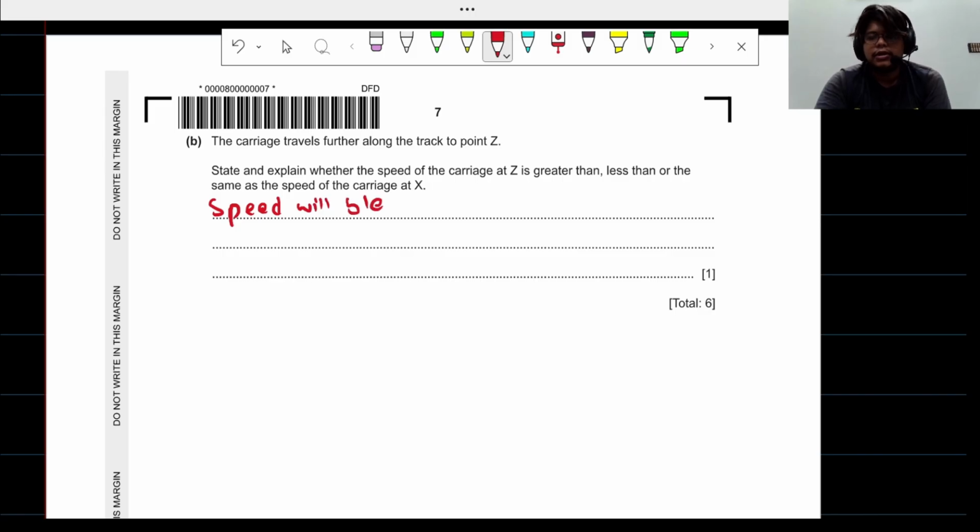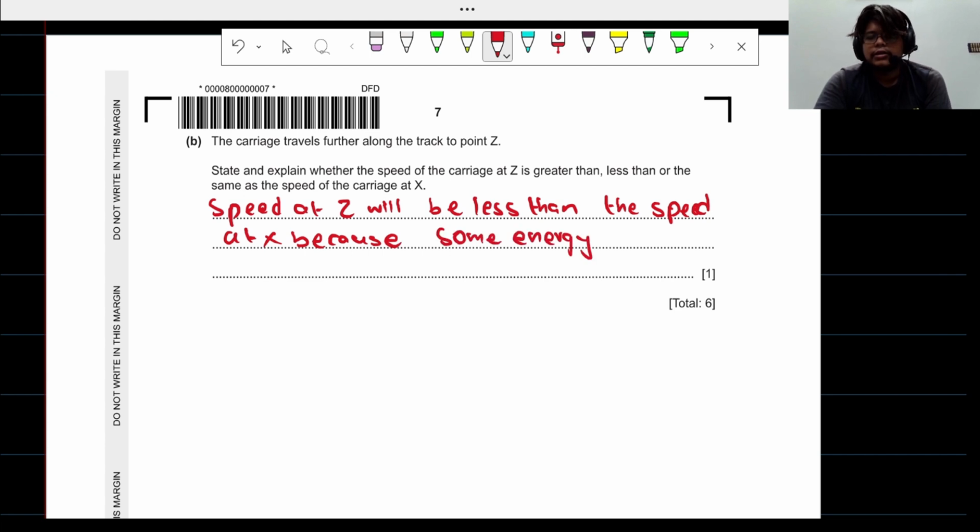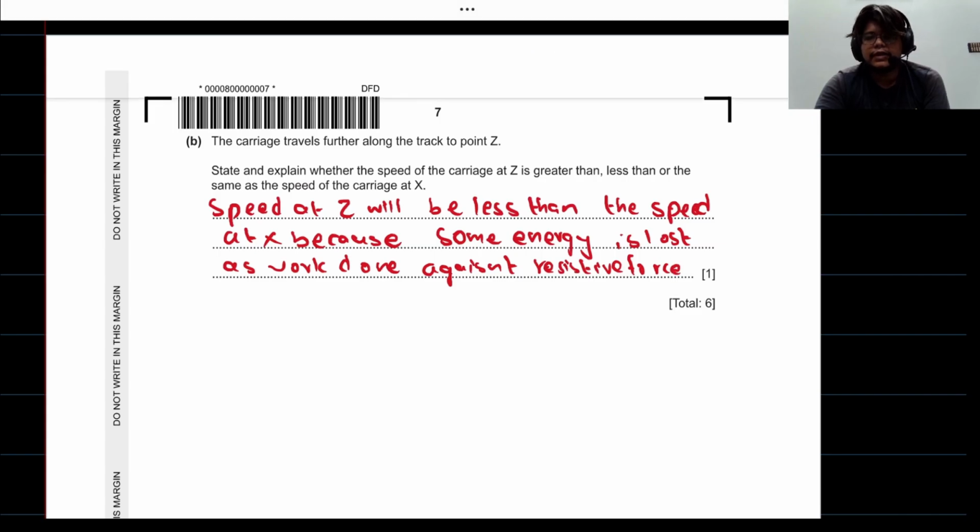Speed at Z will be less than the speed at X, because some energy is lost as work done against resistive force. So this was the last part of question 3.